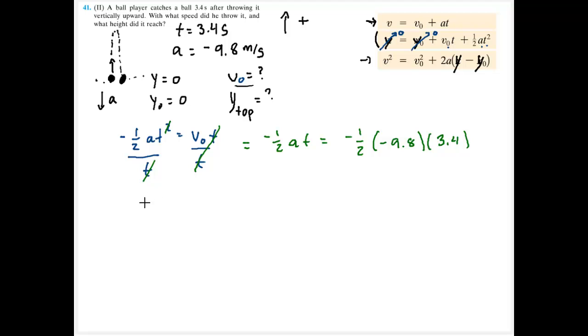So I go ahead and type all that in and I say, okay, my initial velocity is now equal to 16.66 meters per second. I'm asked for what height it reached.